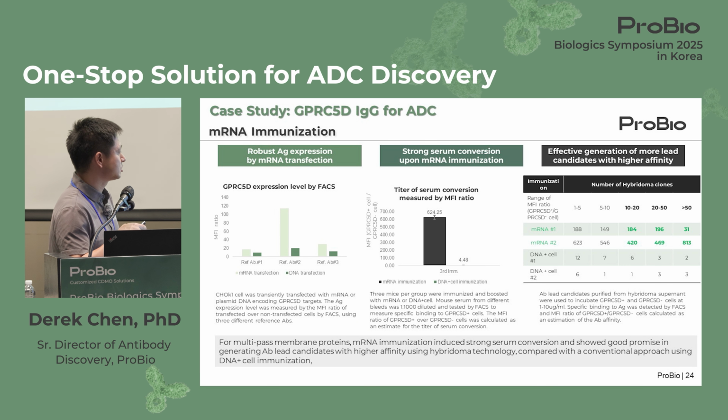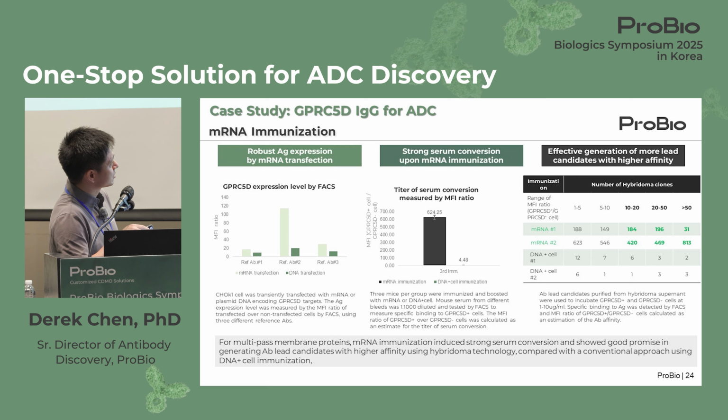Next, I'm going to share a series of detailed data for these case studies. First of all, it's the efficiency of the mRNA immunizations. The purpose of this study is to compare the efficiency between the mRNA versus the DNA plus whole cell immunization. As I mentioned previously, the DNA and whole cell immunization is considered relatively less efficient in terms of generating antibody binders. So in this experiment, we compare these 2 different kinds of antigens at 3 different levels.